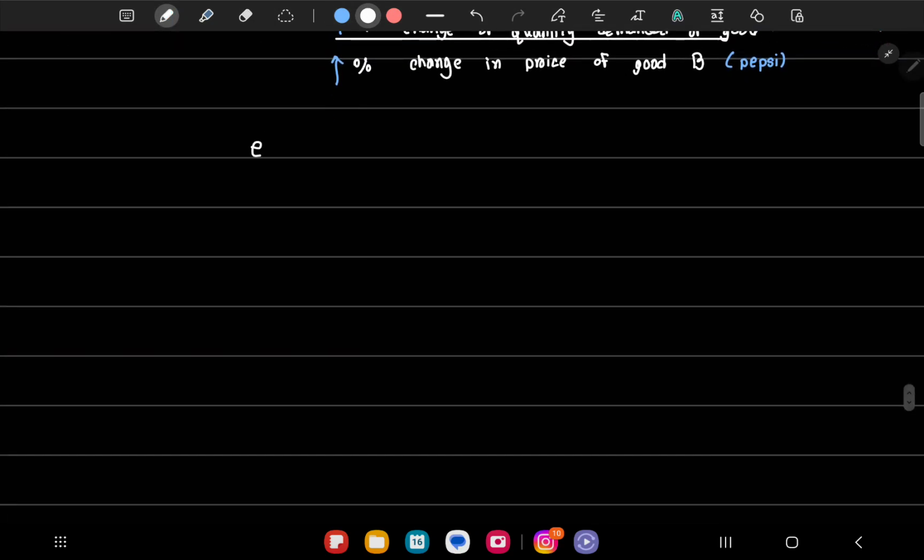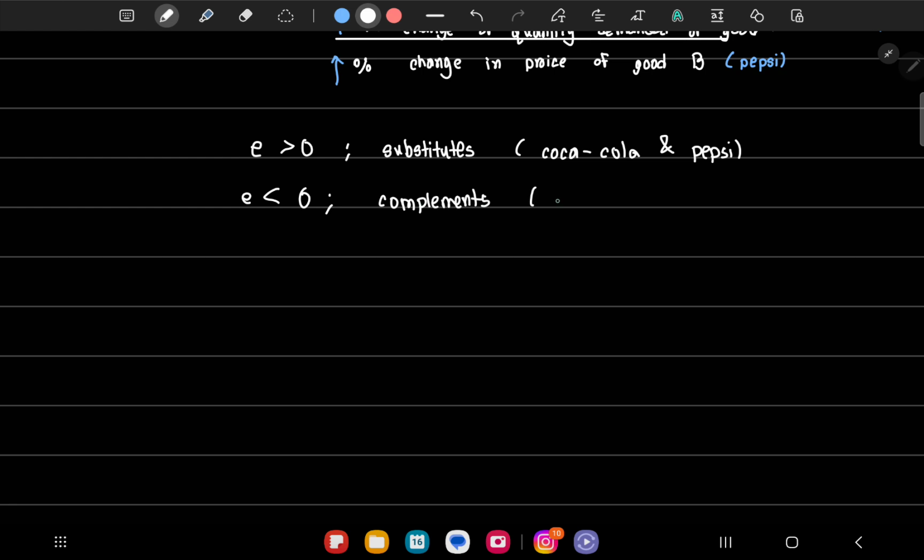So if this elasticity is greater than 0, we call them substitutes. So Coca-Cola and Pepsi. And if it's less than 0, they are complements or complementary goods. An example of this would be cars and petrol.